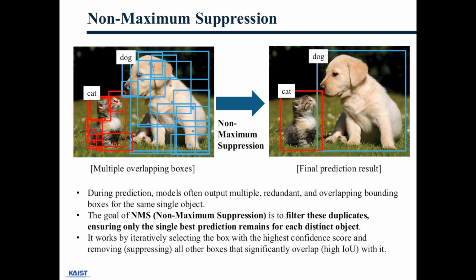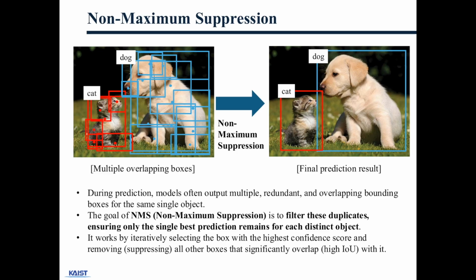The amount of overlap is usually measured by IOU, which stands for intersection over union. IOU compares the area of overlap between two boxes with the area of their union. If the IOU is high, the two boxes are likely to describe the same object. After suppressing highly overlapping boxes, NMS moves to the next highest confidence box and repeats the same process. It continues until there are no more boxes to process.